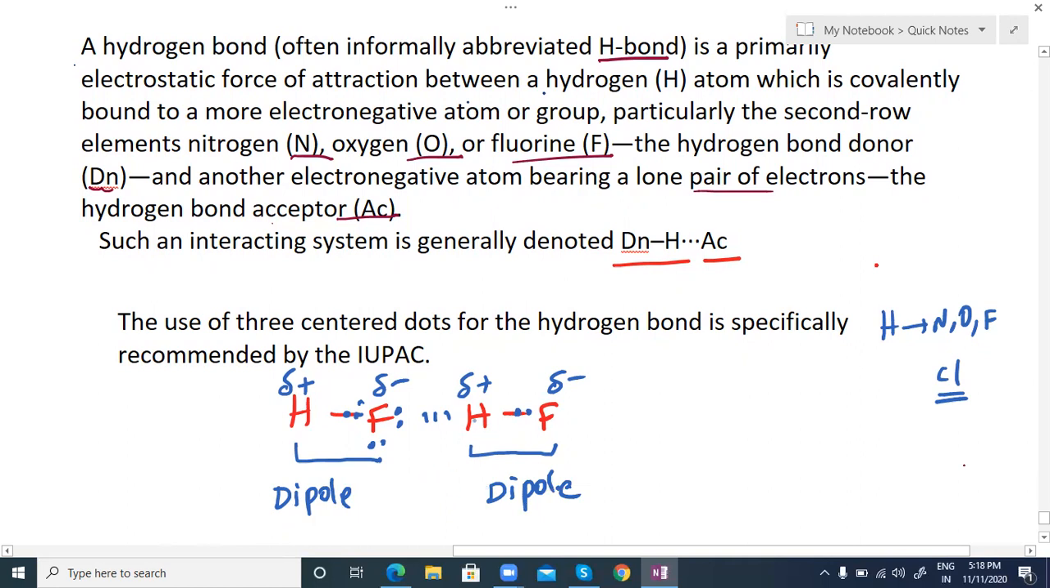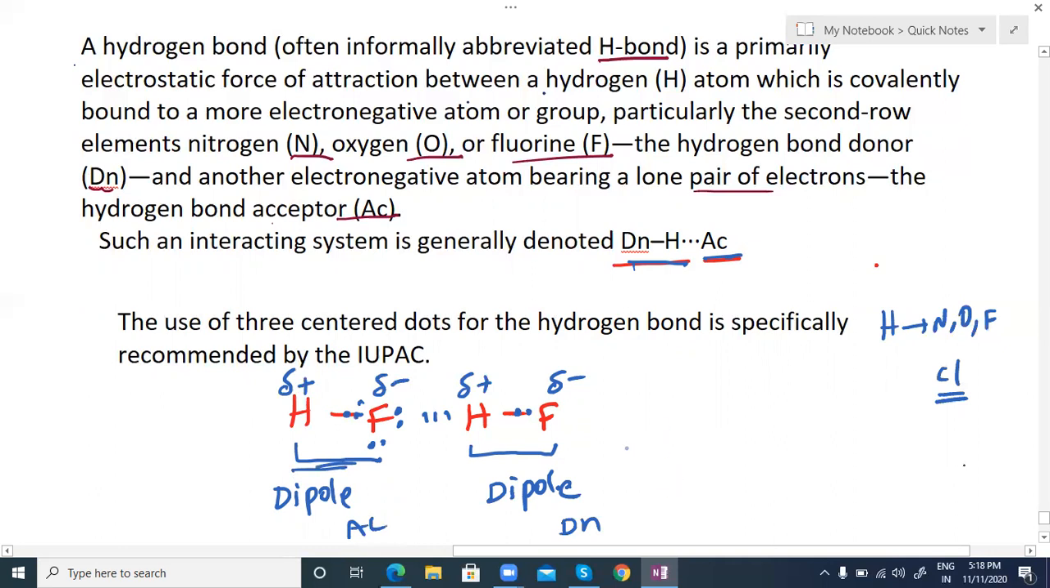Here HF is donating the hydrogen. This is the donor, which donates hydrogen, and the one accepting it we call the acceptor. So here: donor, hydrogen, acceptor. The acceptor is the one attached to the dotted line. So this is the acceptor, and this is the donor. This is the special case.